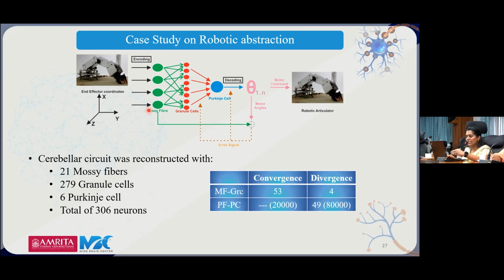So the second portion was the prediction part. We used a robotic arm with 6 degrees of freedom, with 6 different motors. That is why we had 6 Purkinje cells. And the input was 3, that is the XYZ coordinates, the end effector coordinates, which conferred to around 21 mossy fibers. And we also looked at the convergence-divergence ratio for the MF-GRC as well as the PF-PC synapse.